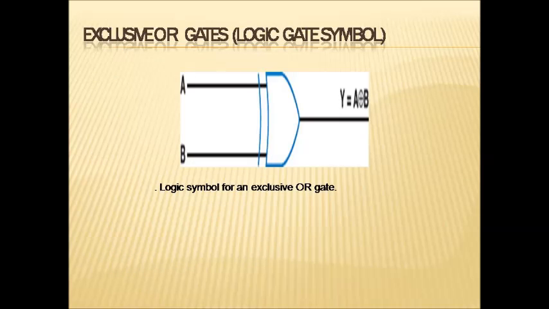This is the logic gate symbol of an exclusive OR gate. Please see the symbolic representation. This is for the exclusive OR gate. Please refer to the textbook and read the topics under the exclusive OR gate. The symbolic representation is Y equals A, a plus in a circle, B, that is A XOR B. So the symbolic representation also you can note down.